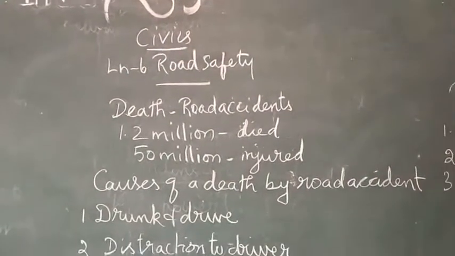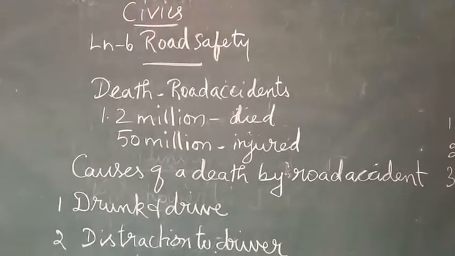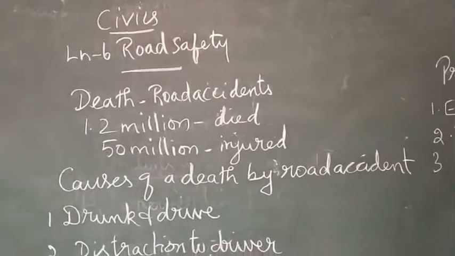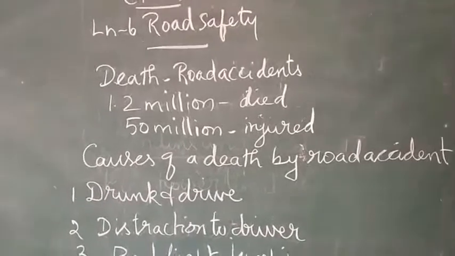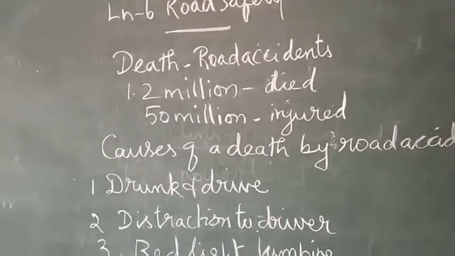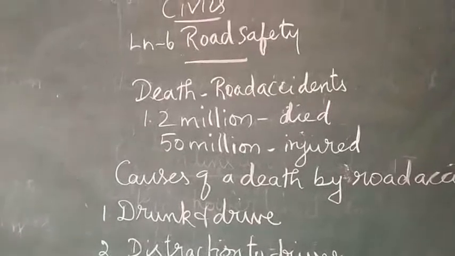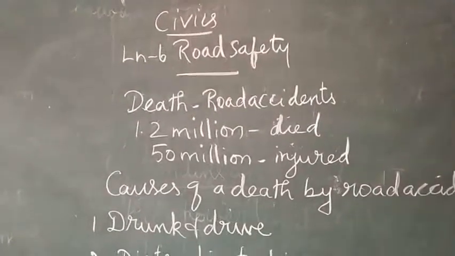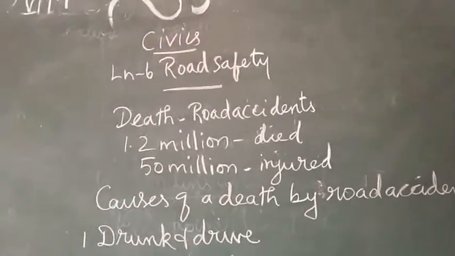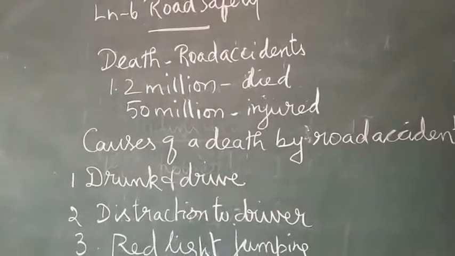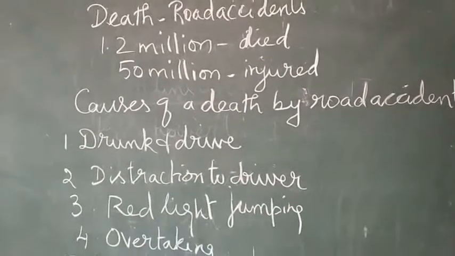Now we will move on to the topic civics, road safety. We need not give more explanation about road safety, isn't it, girls? So many people died because of road accidents. 1.2 million people died, and 50 million were injured.